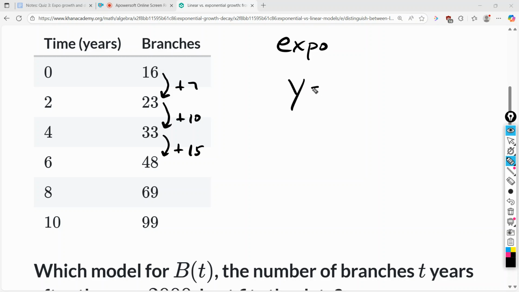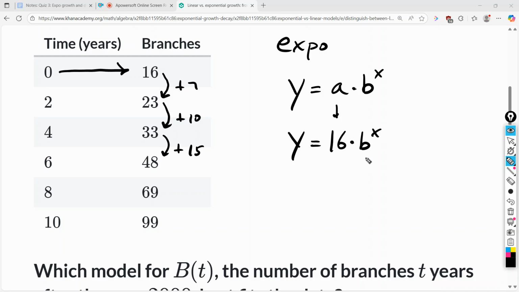All right, exponential is in the form of y equals a times b to the power of x. We know a is the initial value at time 0. So that is going to be 16. All right, so y equals 16, sub in 16, times b to the x. Now we have to solve for b. All right, so let's see here.